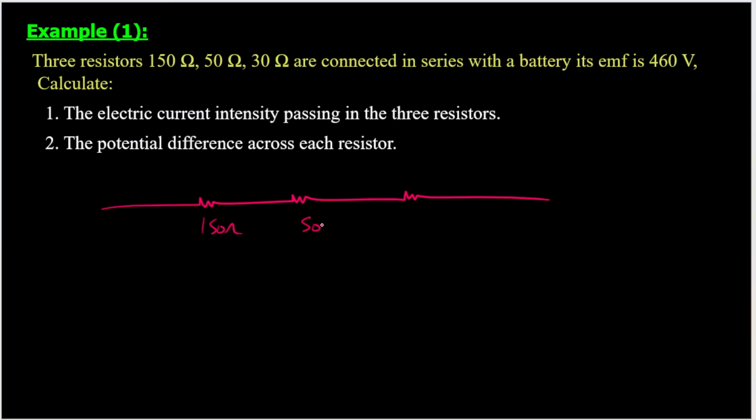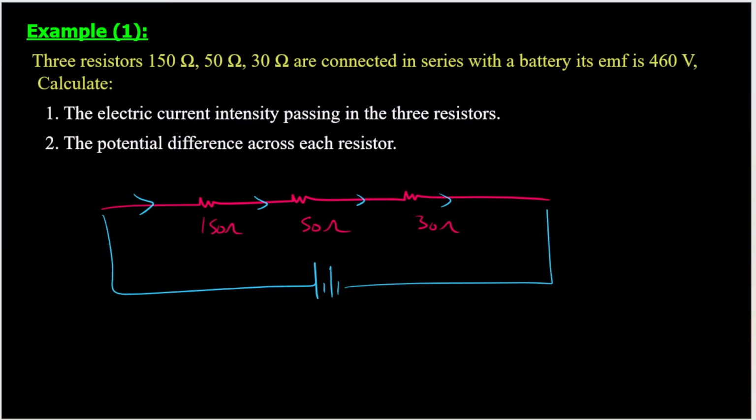150 ohm, 50 ohm, and 30 ohm, and they carry the same current. The current intensity is the same, and they are connected to a battery. Its electromotive force is 460 volt. Calculate the current intensity. How can we calculate the current intensity passing through the resistor?